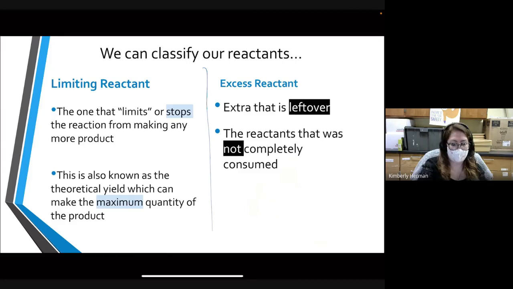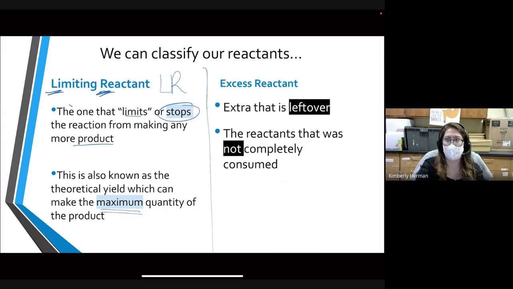So we're going to classify it into our two types. Our first one is our limiting reactant. And if something is limited, you'll notice that there's not much of it there. Or if we have something that limits us from doing something, we'll see that it stops us from going someplace, like a barrier. So the one that limits or stops the reaction from making any more product is known as our limiting reactant, and a lot of times we'll just call it LR. Now, this is also known as our theoretical yield, which is our maximum quantity of our product. We'll use the theoretical yield in another video when we talk about percent yield.